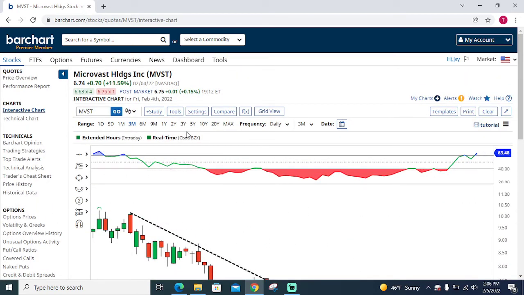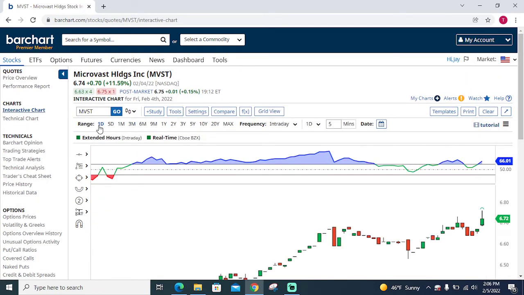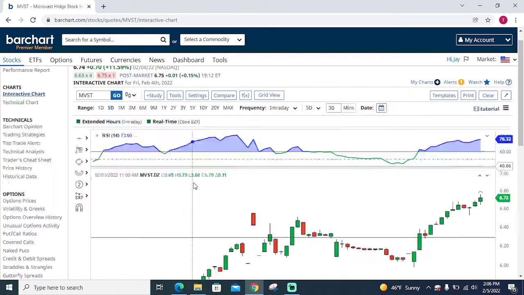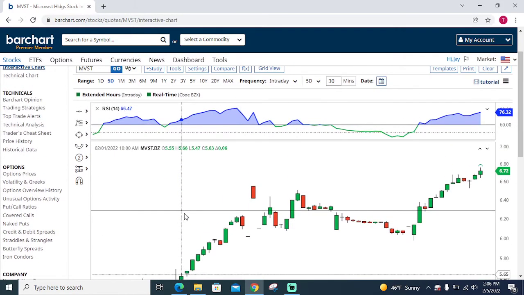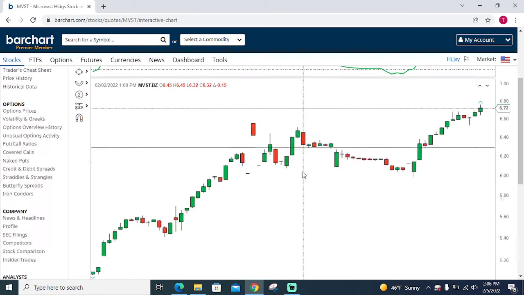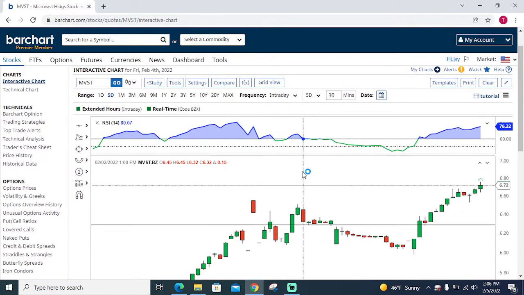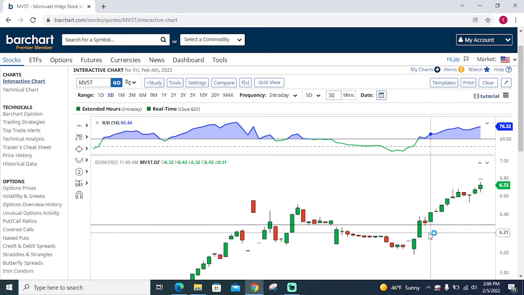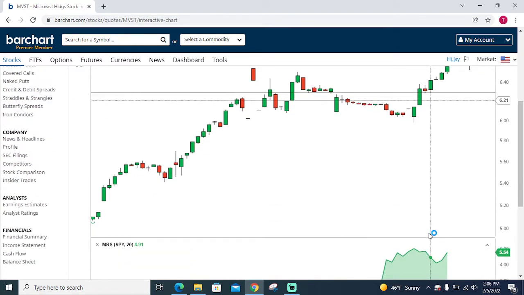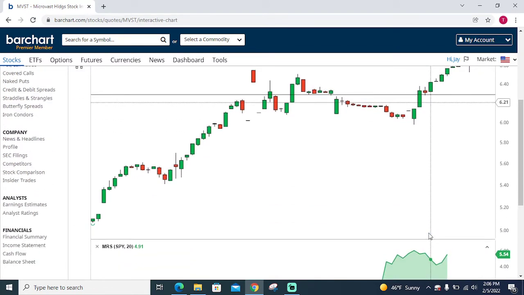I want to jump into something a little smaller, maybe a 1 day or 5 day chart. This is a 5 day time range with a 30-minute time frame. 30 minutes is basically the length of these candles. And so anyways, you can just see it went really well.